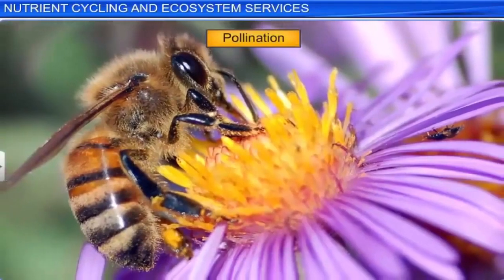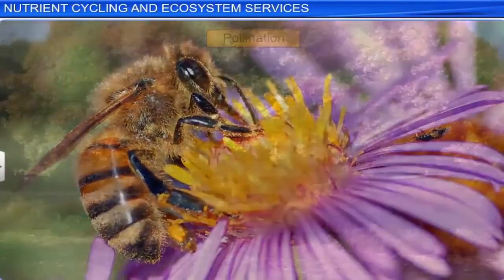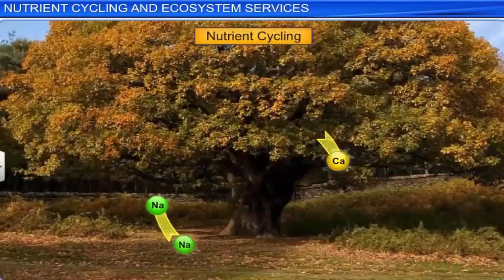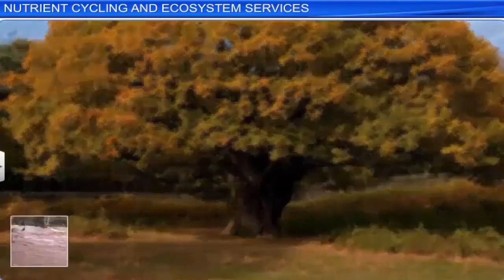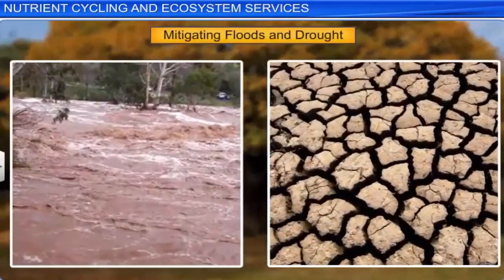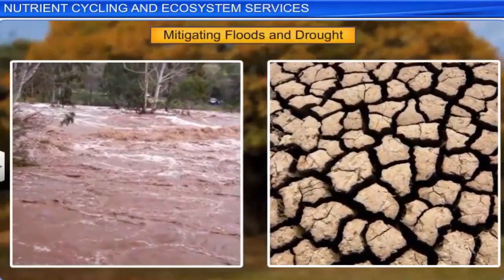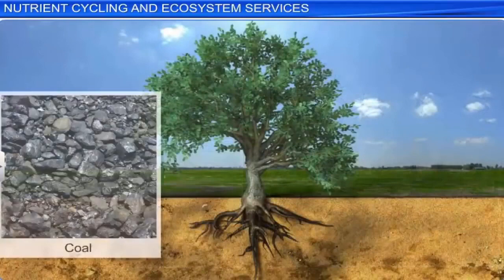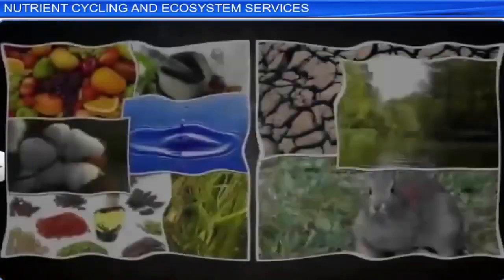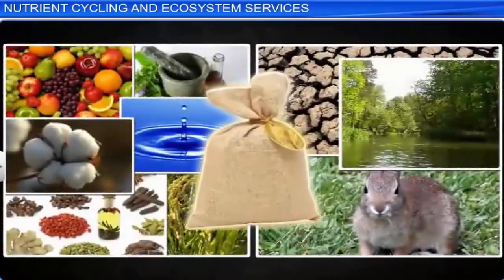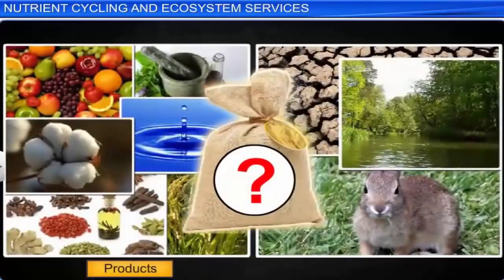pollination, nutrient cycling, mitigating floods and drought, and providing storage sites for carbon. However, it is difficult to assess the value of these different products and services provided by an ecosystem.